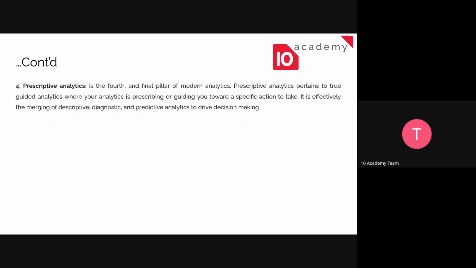Prescriptive analysis is the final pillar, which pertains to true guided analytics, where your analysis is prescribing or guiding you towards a specific action to take. So it is effectively the merging of all three, including predictive analysis.